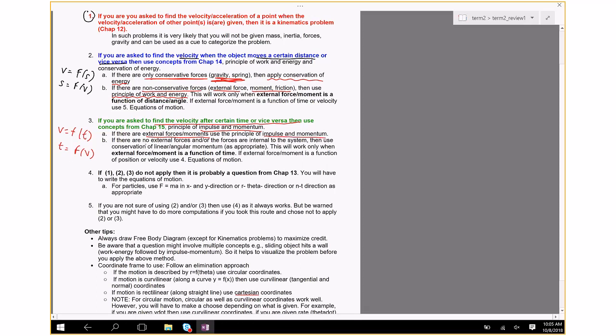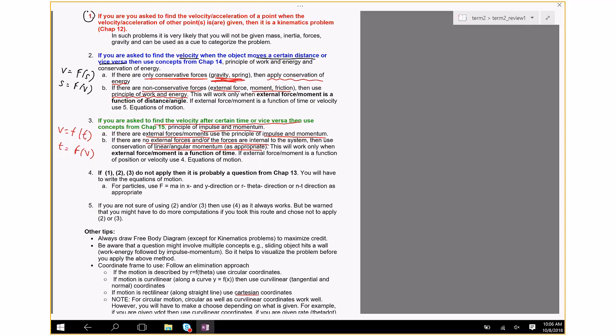If there are no external forces, or forces are internal, so for example, if two spheres collide with each other and you look at the system as a whole, then there are no external forces or impulses, in which case you can apply conservation of momentum. Linear or angular depends on the circumstances. If it's moving around an axis, then it's going to be angular momentum. If not, it's linear momentum.